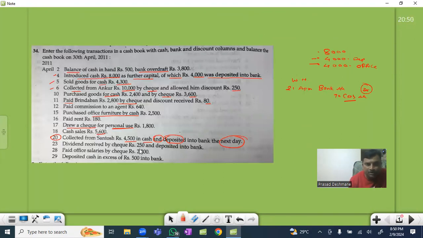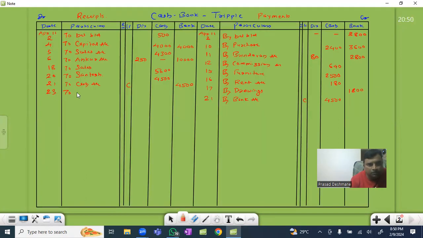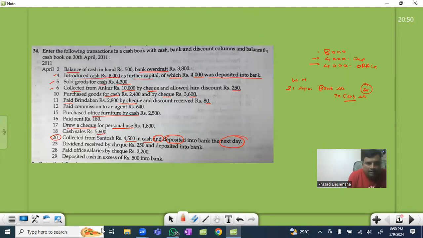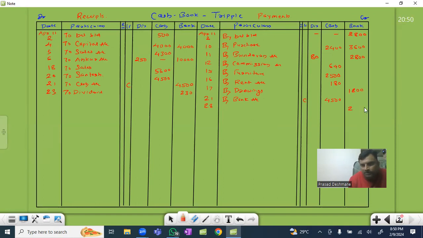Next, dividend received by cheque 250 and deposited into the bank. We got the cheque and we immediately deposited it on the same day. Directly we record it in the bank column. To dividend, 250 in the bank. Simple. Then paid office salaries by cheque. We are paying the salary by cheque, 2,200, in our bank column. The dividend is 250, and this is 2,200.